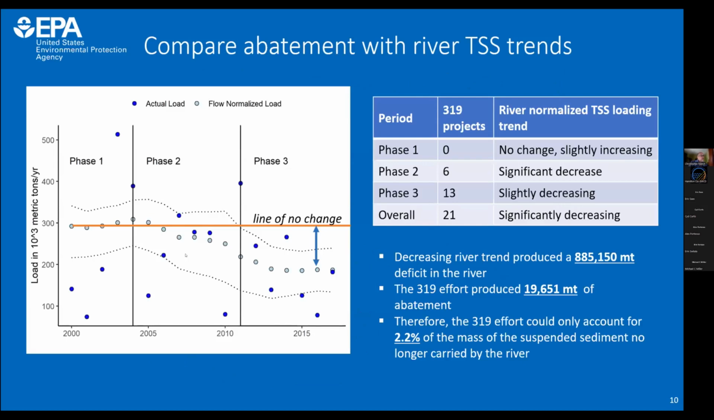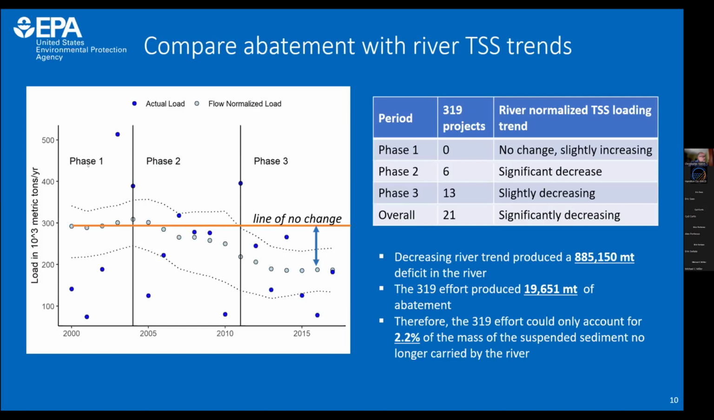So when we pair this information with the trend in sediment loading in the river, which is in this graph, the dark blue dots, we've got time on the x-axis and loading of sediment. So this is the mass of sediment that's moving as total suspended solids through the river per year. And the dark blue dots are the actual annual loadings, and the light blue dots are the flow normalized loads, which we use to run the trend analysis, which we obtained from the WRTDS modeling.